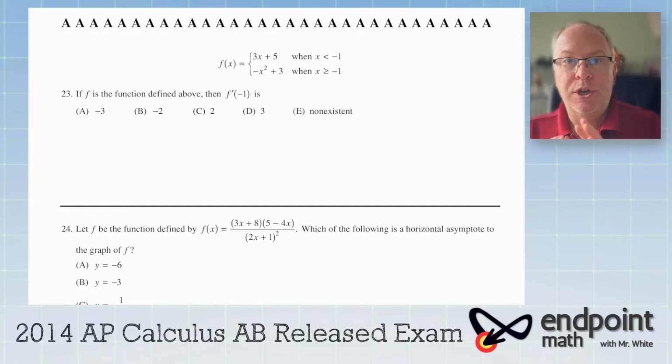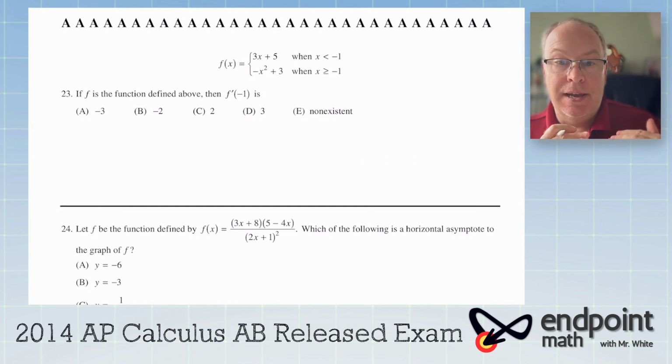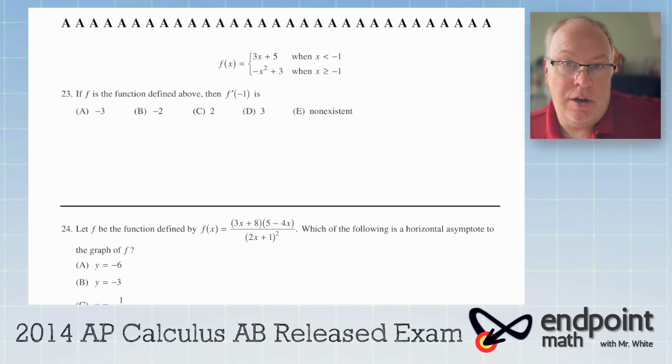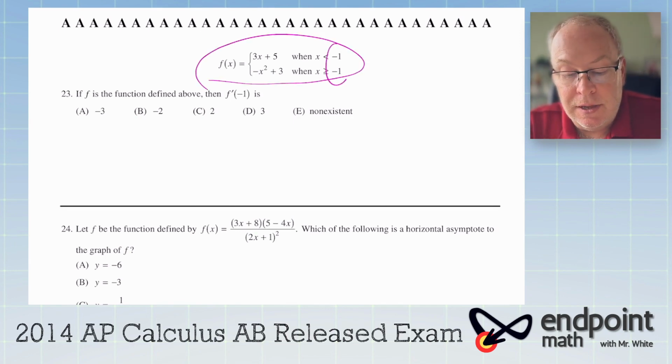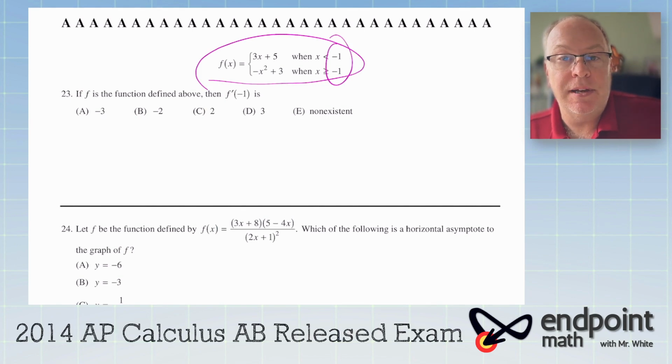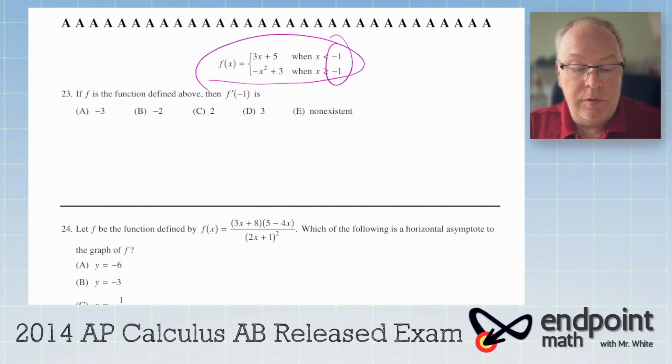All right, we have one more chunk of questions here, 23 through 28. This is the 2014 released AB exam, and we're just doing the no calculator multiple choice section. In number 23, it gives you a piecewise function in two different pieces, and do you notice that something crazy happens at -1? It moves from a line to a parabola.